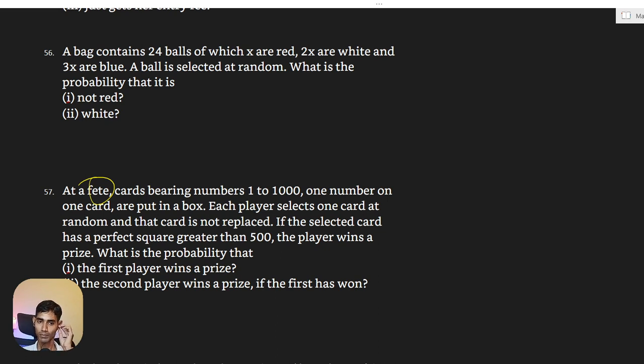Yes, Nandita. The first one I got as 9 by 1000. So there are 9 perfect squares after 500, right?